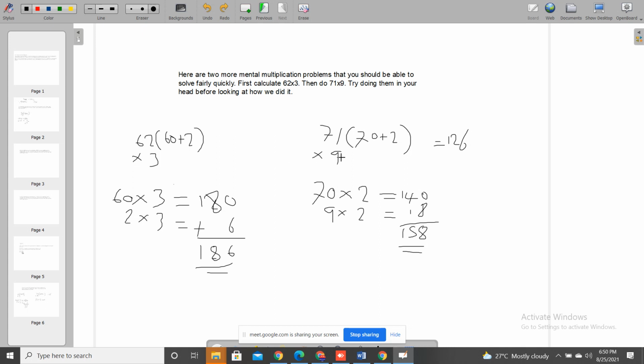70 times 2 is what? 140. Okay, let's come to 9 times 2. 18. So add 18 to this and give me the answer. So 0 plus this is 8, right? 4 plus 1 is what? Then 1 here. Do you understand? Yes, sir.